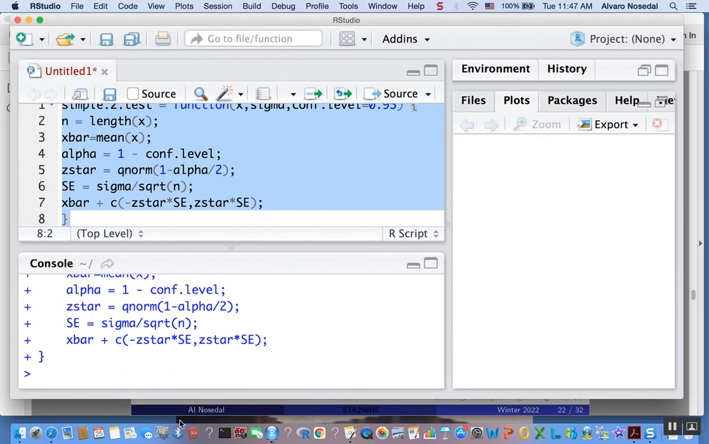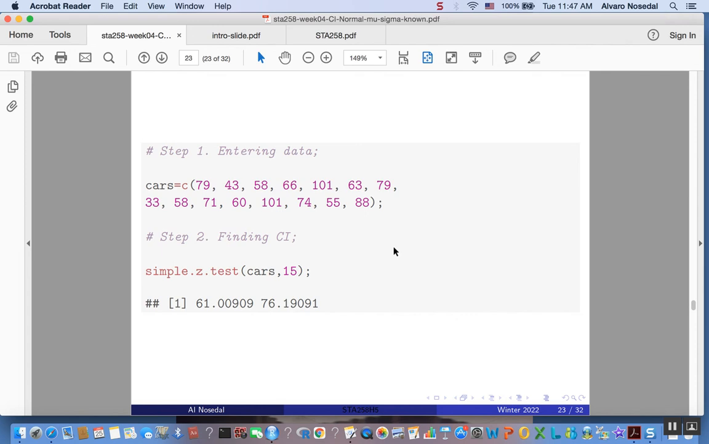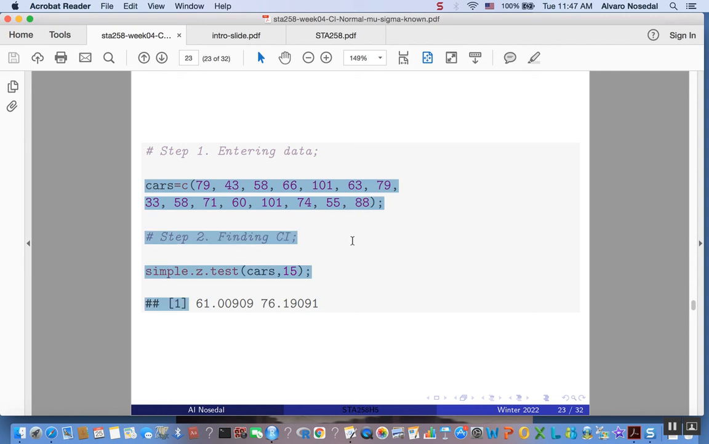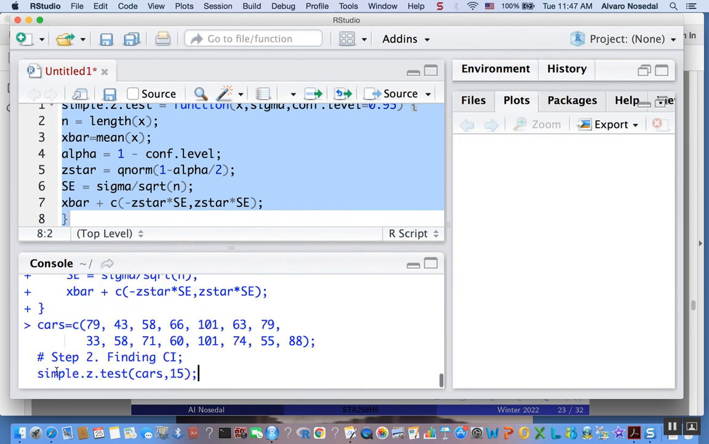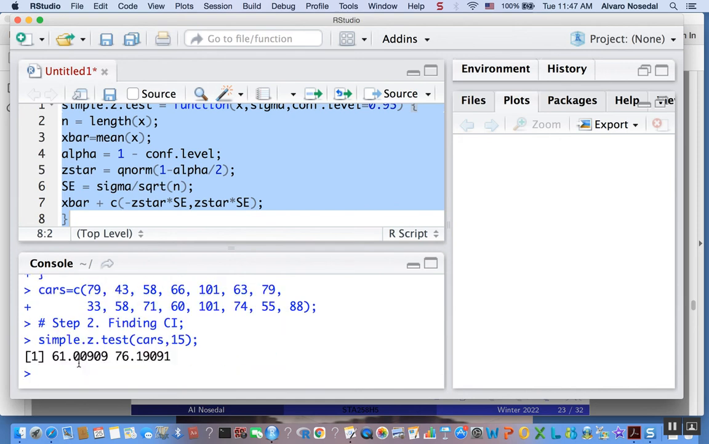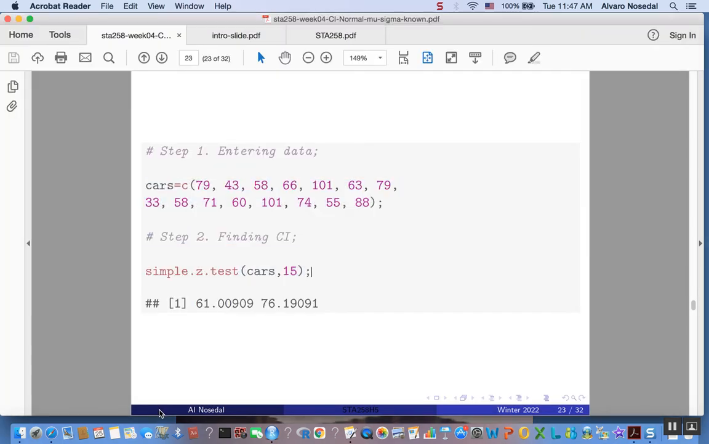Okay, now let's see if that works. This is our data set, right? So I'm using the built-in function c to assign that vector to the object cars. And then what we do is we use our function simple.z.test. There you are. So it worked. Same thing. Okay?